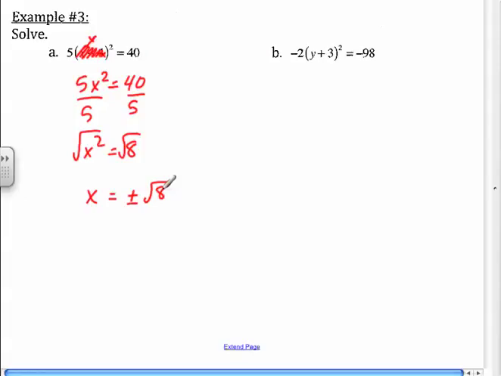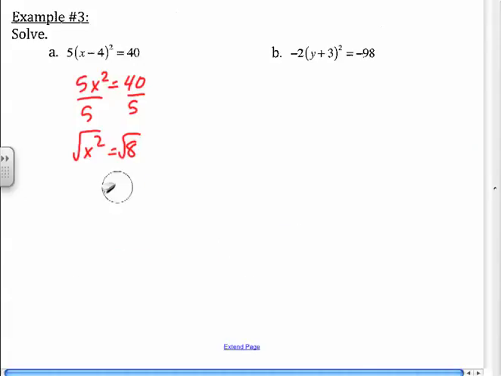All right, but wait a minute. That stuff in the parentheses isn't x. It's x minus 4. Okay, well, same thing though. Then I add 4 to both sides, right? And I'm going to get that x is equal to plus root 8 plus 4 and negative root 8 plus 4. All right, now I'm going to do this all again.